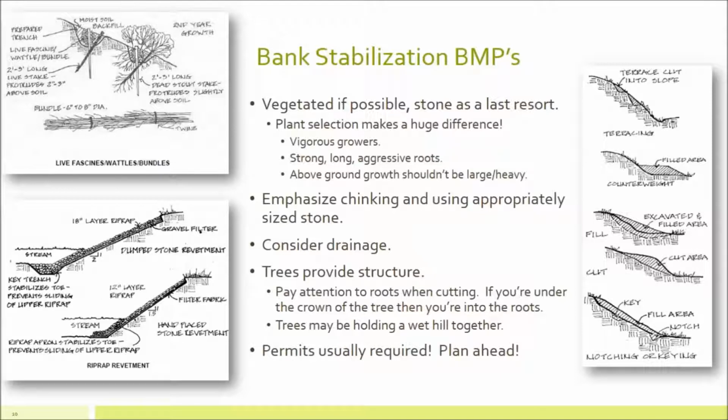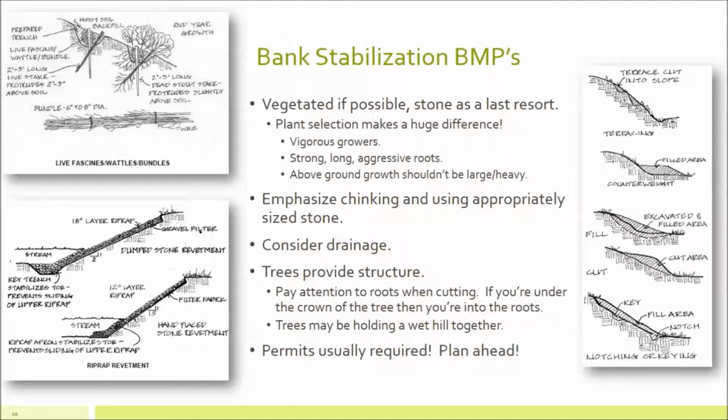So just like we do with any other BMP we have, we really encourage the use of vegetation. Stone should always be a last resort. Your plant selection is going to make a huge difference here, so make sure you're choosing plants that are really vigorous growers. They have long, aggressive roots so that they're really getting into that bank and taking hold of the soil. And any above ground growth, we try not to make it too large or heavy. That's just going to add to the weight on the bank and could encourage failure later on.